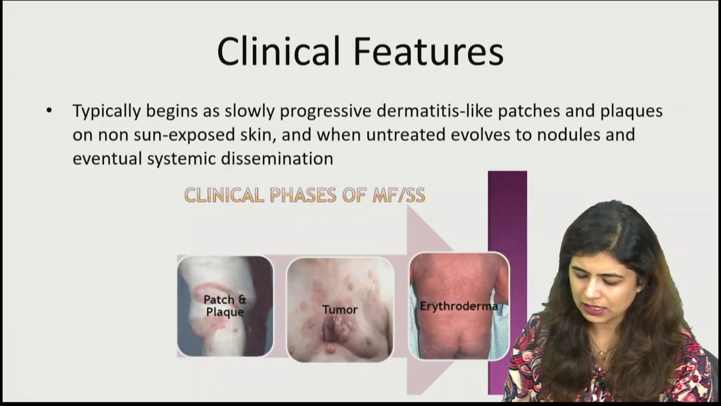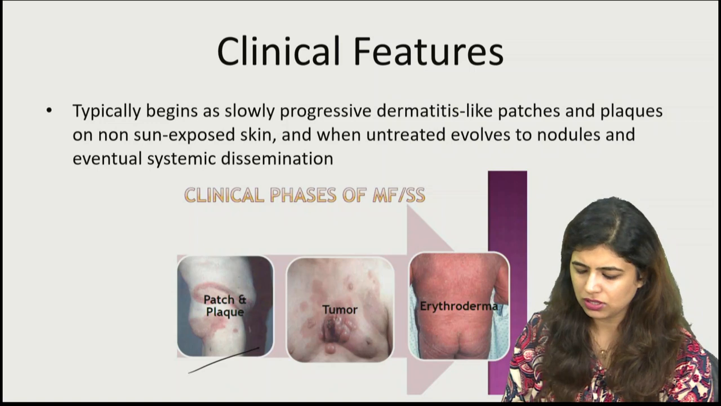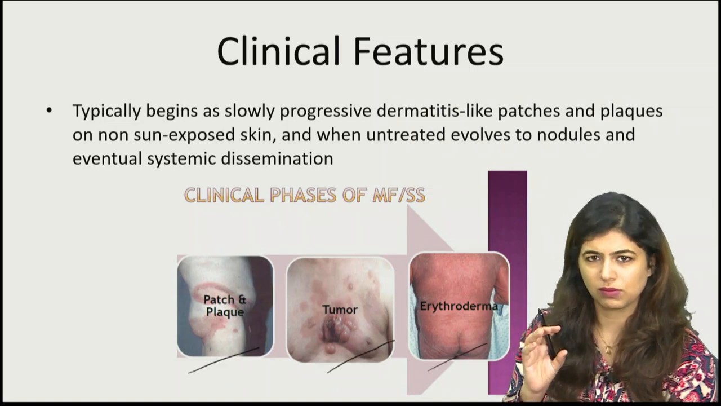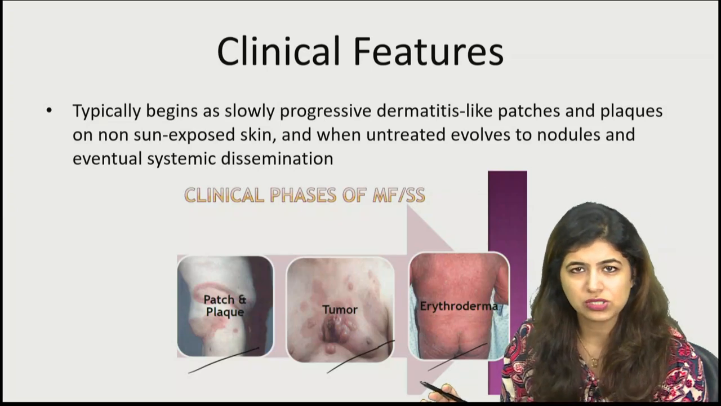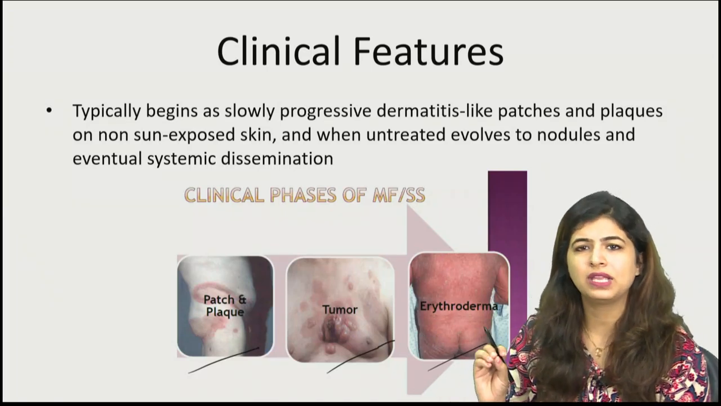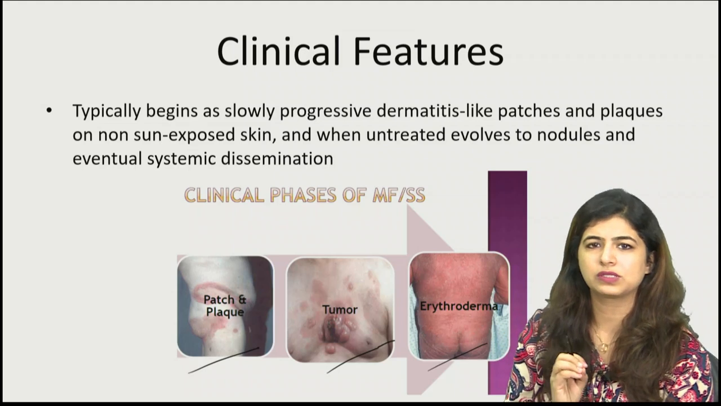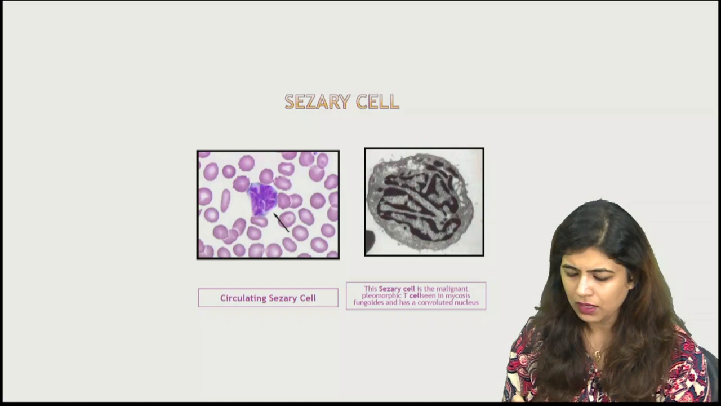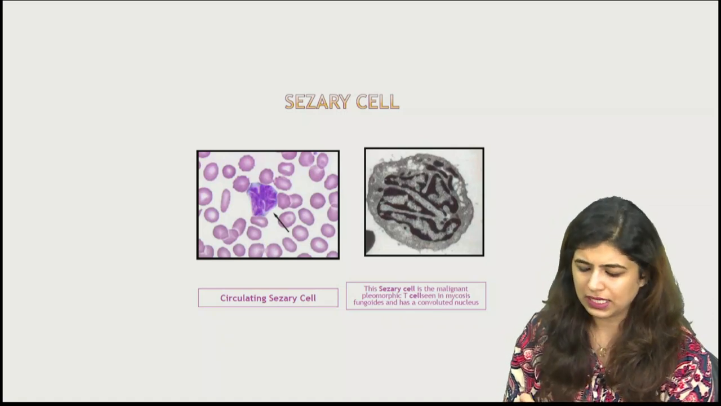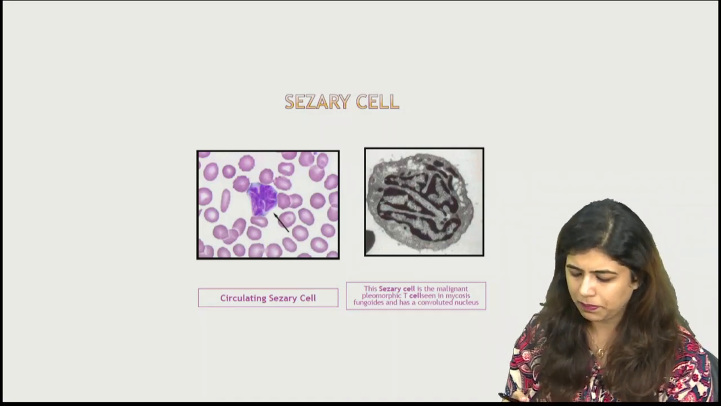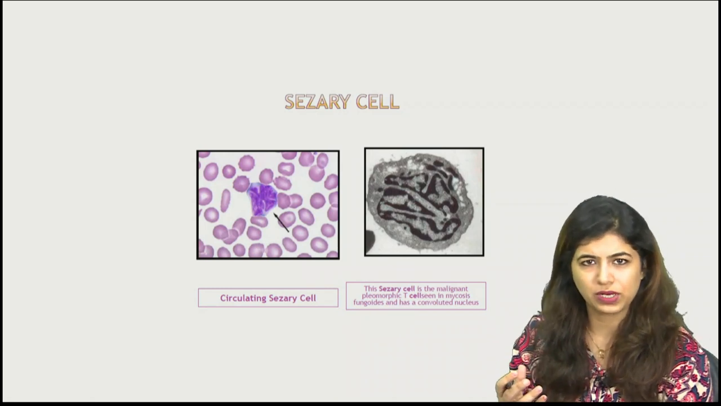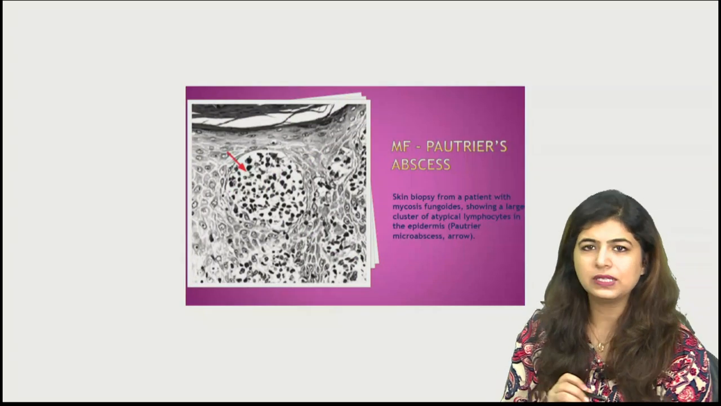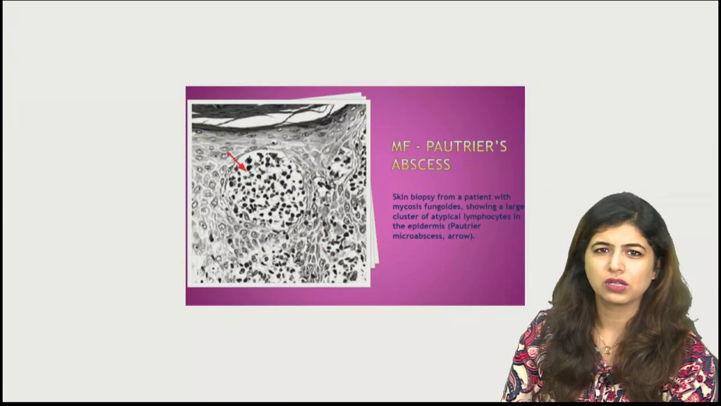See, these are the three stages: the patch, plaque, followed by tumor, and then erythroderma. You are not asked the images in mycosis fungoides, so you need not remember how it looks in the skin. What you are asked are these Sézary cells. These are cells with abnormal pleomorphic cerebriform nucleus. And you may be asked this in the image-based question.